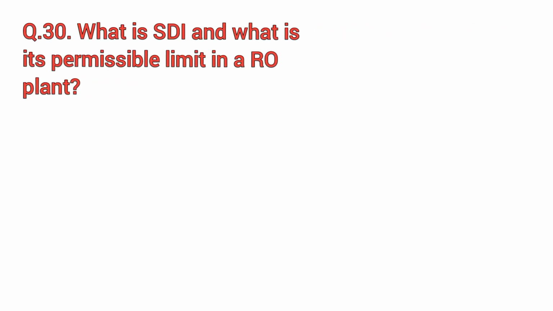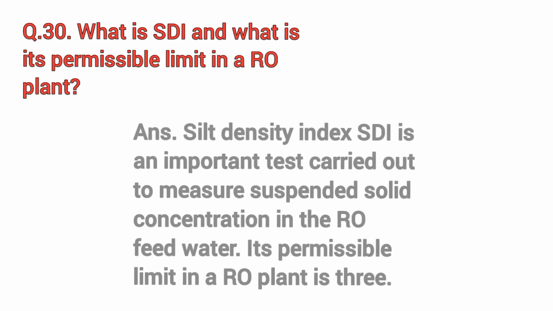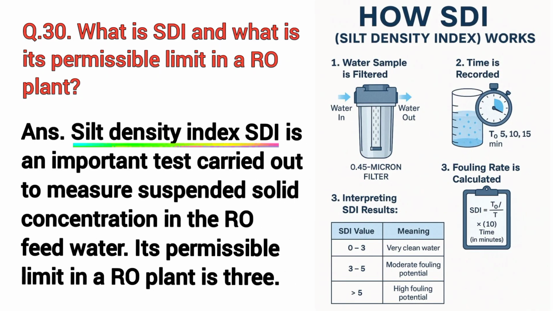What is SDI and what is its permissible limit in RO plant? Silt Density Index (SDI) is an important test carried out to measure suspended solid concentration in the RO feed water. Its permissible limit in an RO plant is 3.